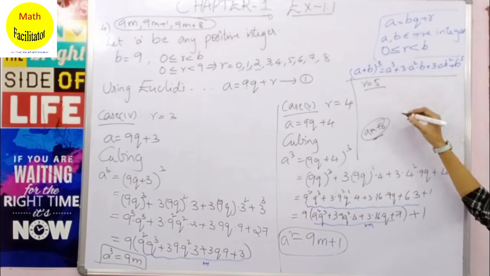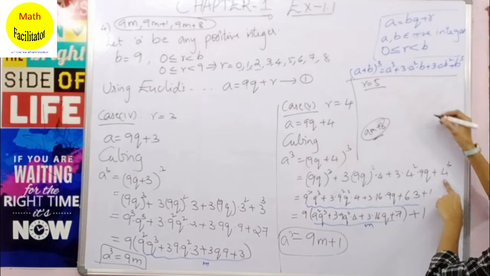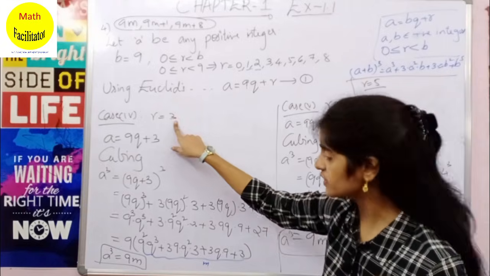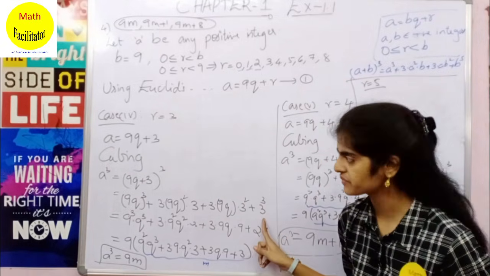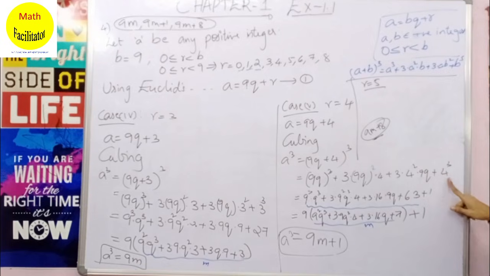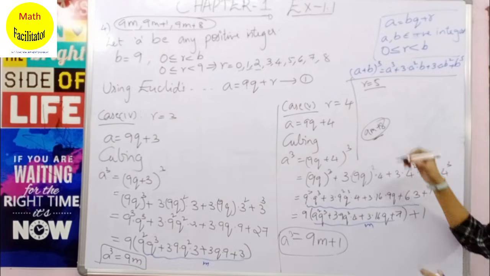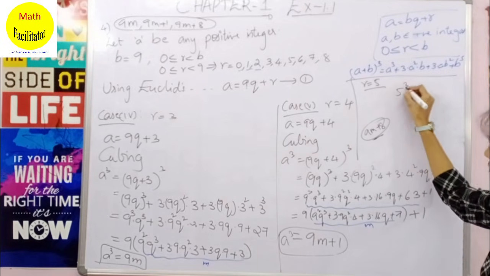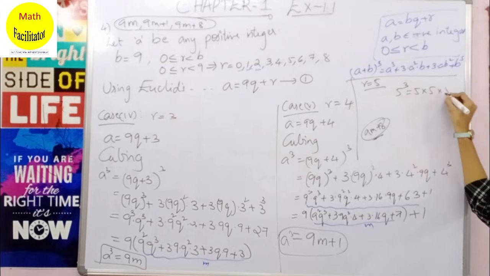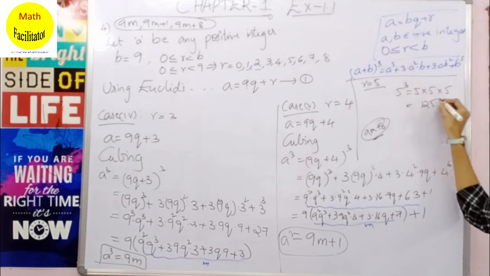Okay, for that, now the last term will be 5 cube. So see here, you have taken r equal to 3, so the last term is 3 cube. When you take r equal to 4, the last term is 4 cube. So when you take r equal to 5, the last term will be 5 cube. Now 5 cube is nothing but 5 into 5 into 5, that means it is 125.